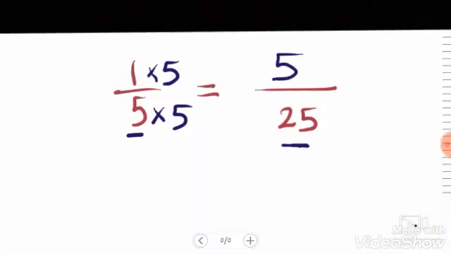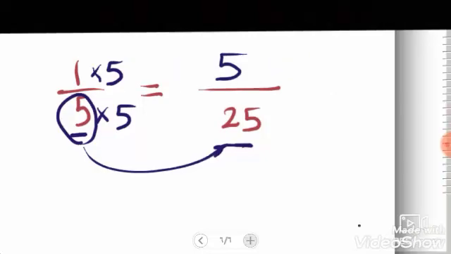So this is the only case that forces me to think about what happens here. The number gets bigger, so I will multiply. But I have to think, what is the number that I multiply by 5 to give me 25? Let's try another one.